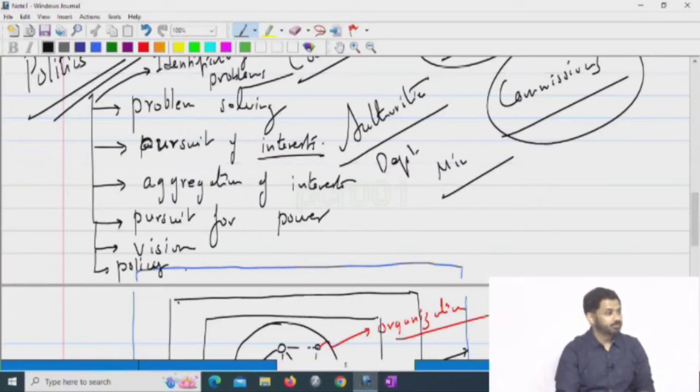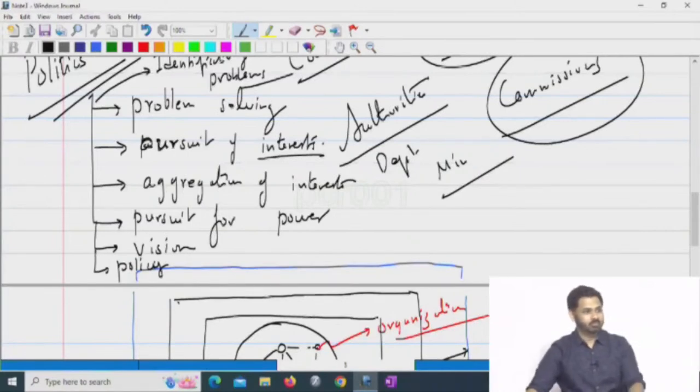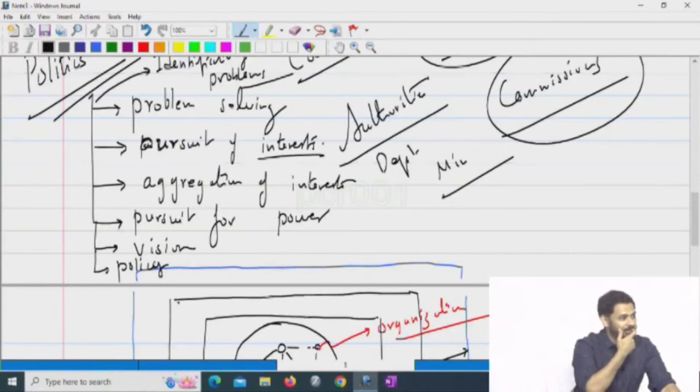Are we clear? You see, in steps, you can now remember in sequence what is happening in this process. Identification of problem, problem solving, then pursuing interest, aggregation of interest, coming to power, that is pursuit of power, setting the vision and making policy. For what purpose? For solving the problem. Will you be able to write a paragraph now on politics? What politics is all about? Is this clear? Is this different from administration or not?